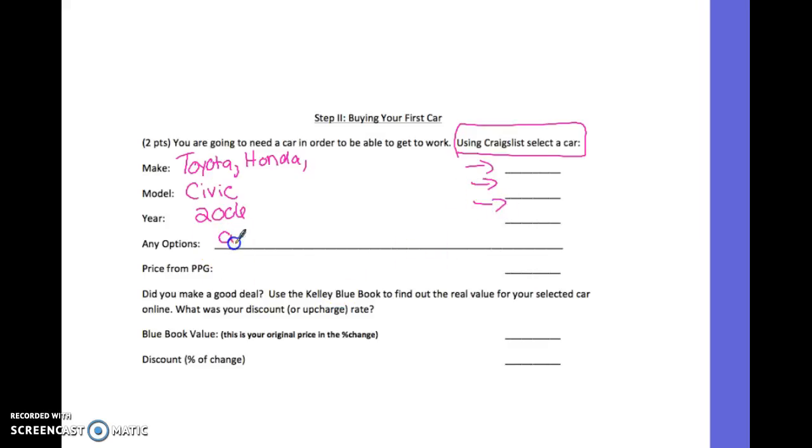Options would be like air conditioning, power lock windows, as much detail as you have on your car. The price from PPG or Craigslist, go ahead and put your price, whatever your price is there. Then you want to know, did you make a good deal? So you're going to use the Kelley Blue Book. Well, where's the Kelley Blue Book?